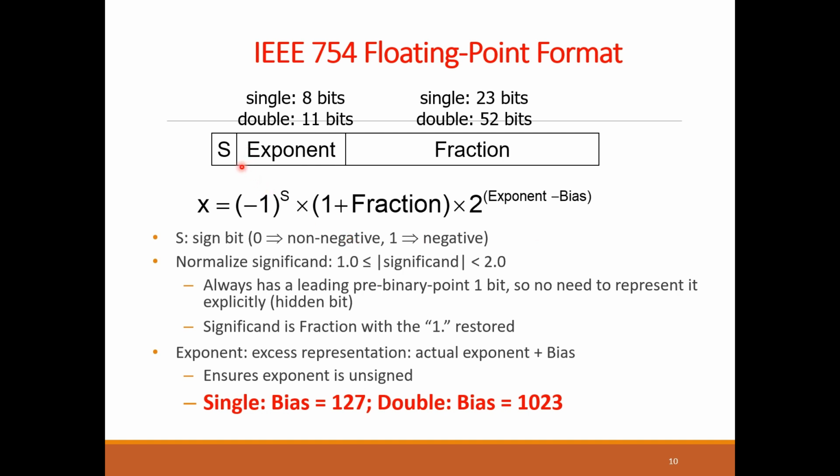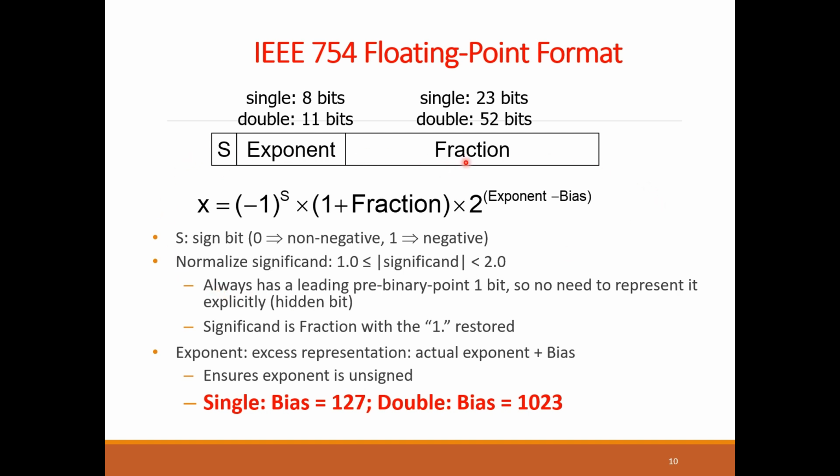So now we know that there are two formats: one for single precision and another for double precision. For single precision, the total data width is 32 bits, and for double precision, it is 64 bits. Out of that, the first bit is the sign for both, and then the exponent part for single precision is 8 bits and the fraction part is 23 bits. So 23 plus 8 is 31, plus 1 bit, total 32 bits.